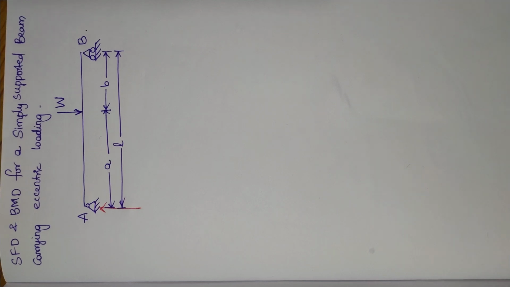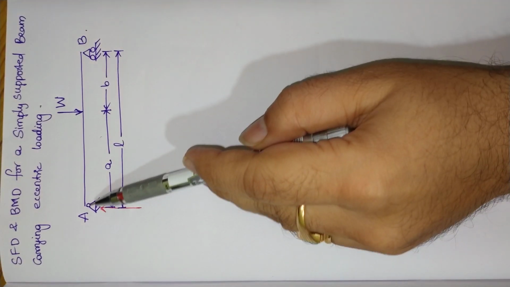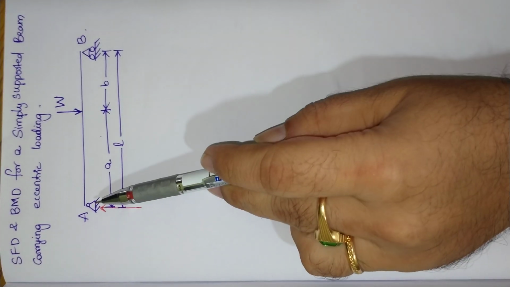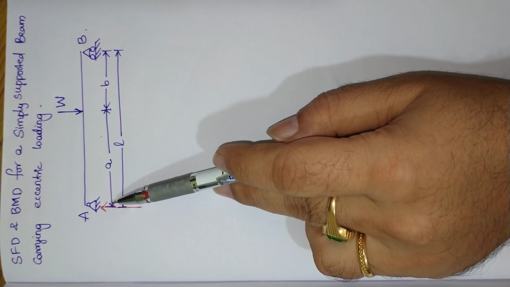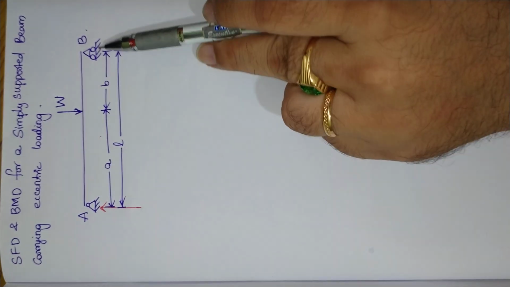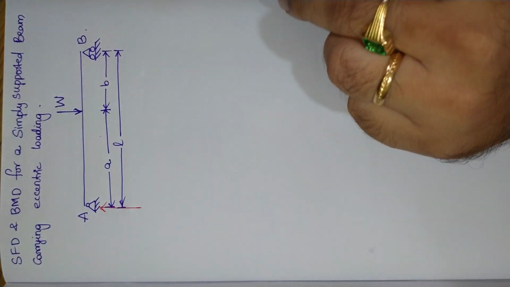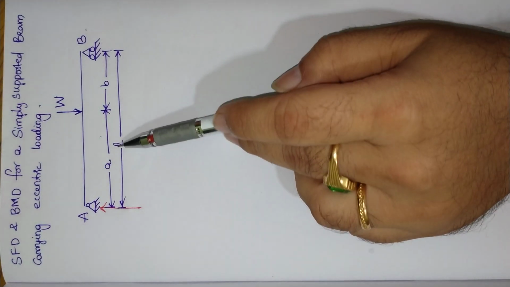Good morning, students. Let us draw the shear force and bending moment diagram for a simply supported beam which is carrying an eccentric point load. Here you can see we have a simply supported beam AB which is carrying an eccentric point load W at a distance of a from A and at a distance of b from B. Now the span is taken as L.